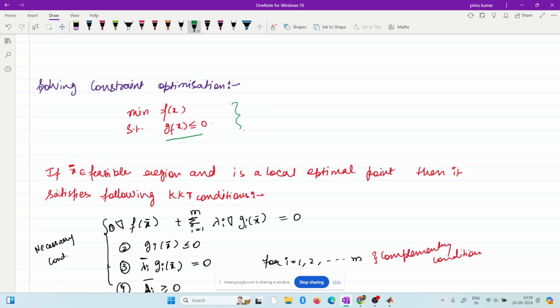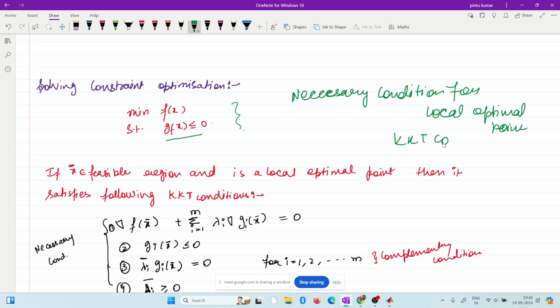Okay, so the necessary condition for a local minima or a local maxima, you can modify it accordingly. So the necessary conditions for a local optimal point are called KKT conditions.